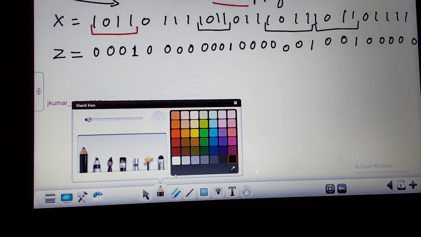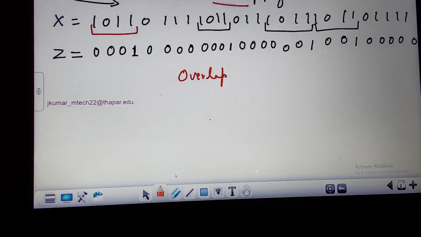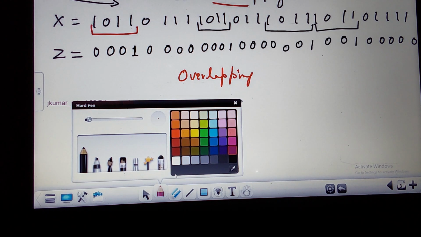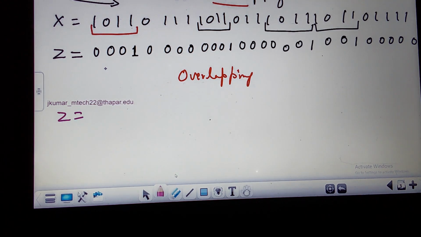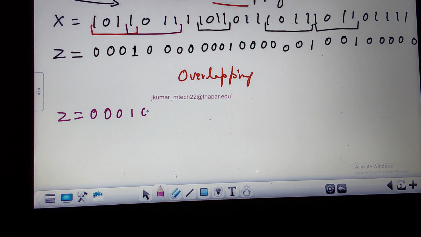Same thing if I ask you to do overlapping. Can you write the overlapping output? The overlapping output is 0, 0, 0, 1. If I'm overlapping, I can match my pattern again. Now this is 0, 0, 1. Next is 1. So here 0, 0, 1, right? Again 1, 0, 1, 1.